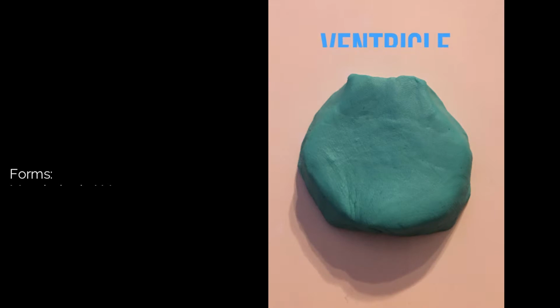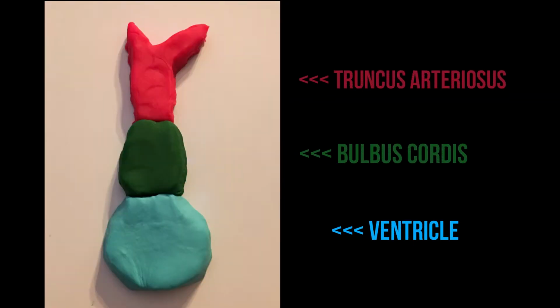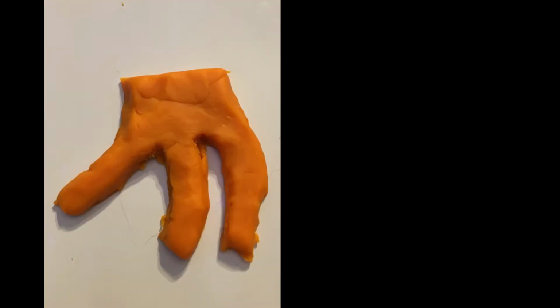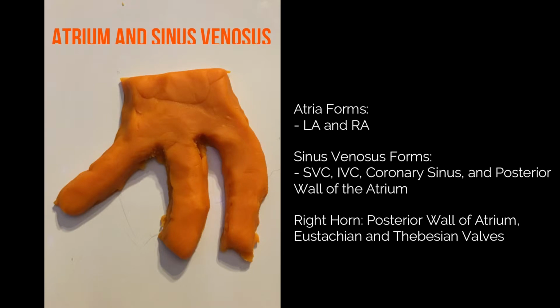The ventricle section is the primitive ventricle and will become the morphologic left ventricle, which will eventually be divided by the interventricular septum. The atria portion will become the left atrium and right atrium and will be divided by the interatrial septum.